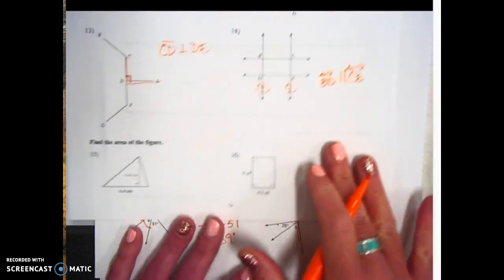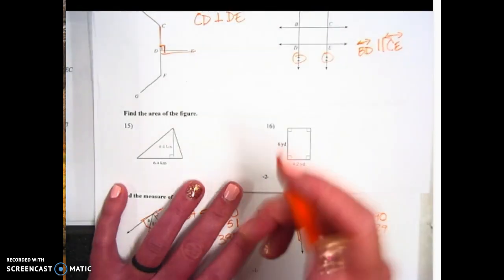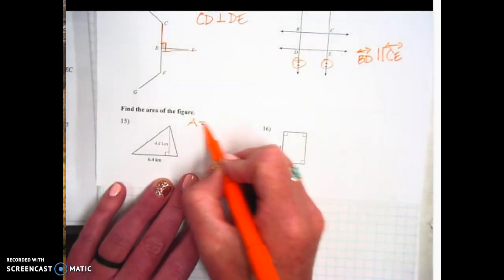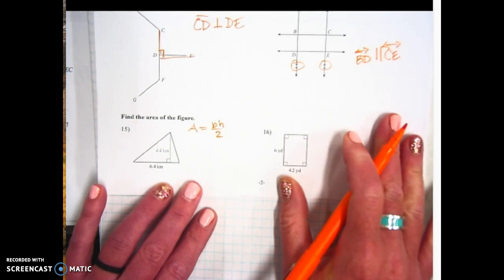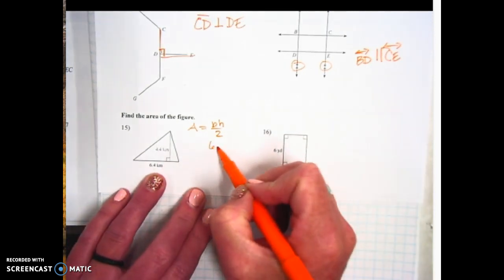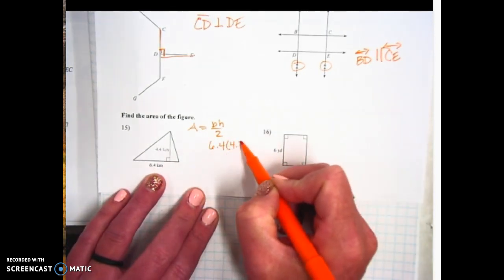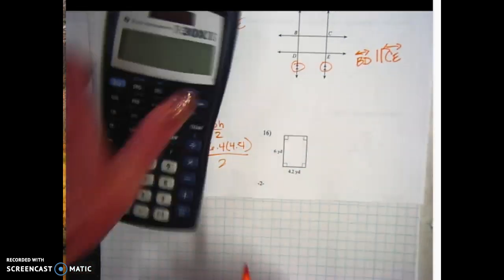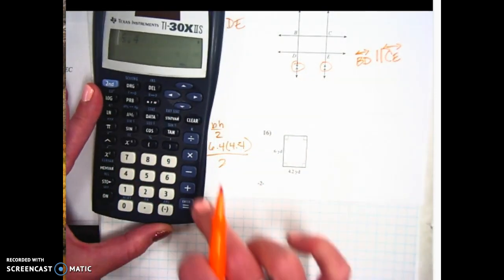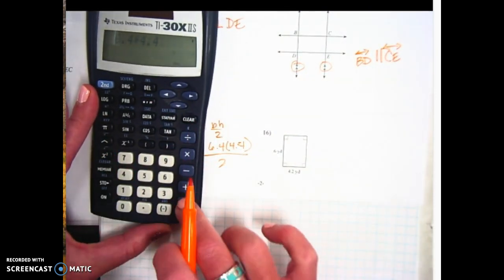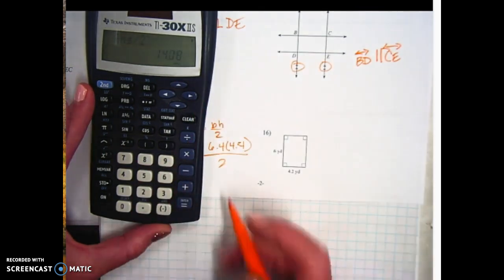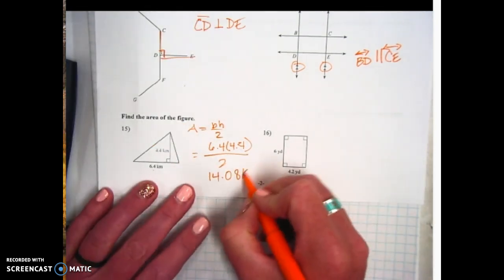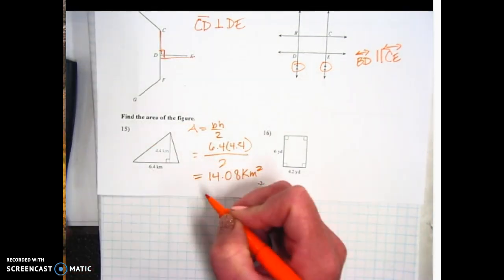Jumping down to 15, we want to find the area of that triangle. The area for a triangle is base times height divided by 2. In this case, the base is 6.4 and the height is 4.4. We want to multiply those two together and then divide by 2. So 6.4 times 4.4, divide that by 2. I got 14.08. And are there units? Yes, kilometers squared.